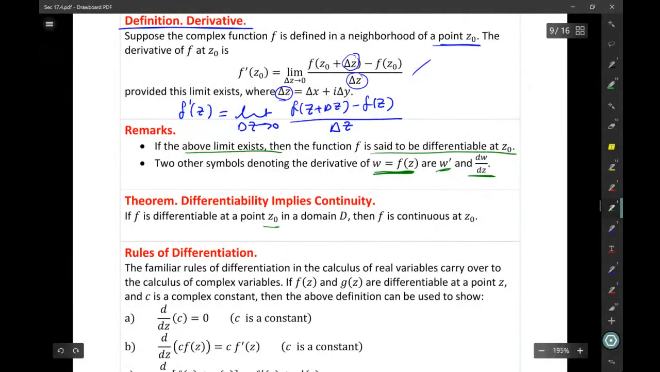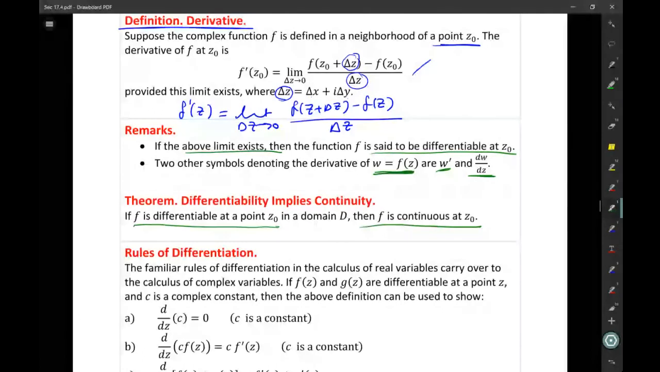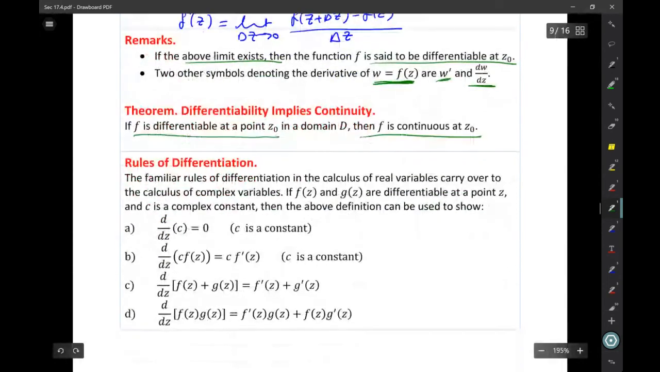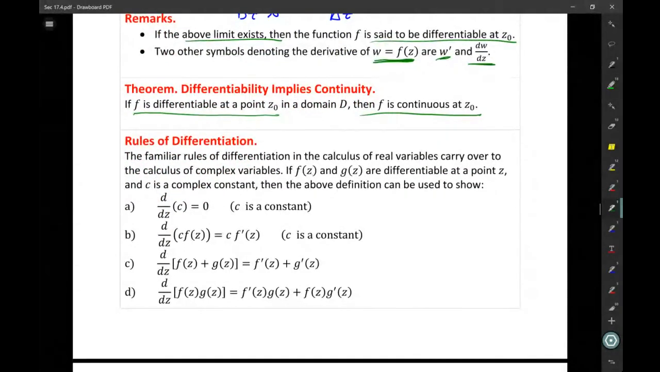الآن, if f is differentiable at a z naught in a domain D, then it will be continuous at z naught. But if f is continuous at z naught, then it is not necessary to be differentiable at z naught. I mean, this theorem is a one direction theorem. In case it is differentiable, then it is continuous. But the reverse need not be true. الآن خلينا نشوف some rules of the differentiation and to see what's the difference with calculus 1.